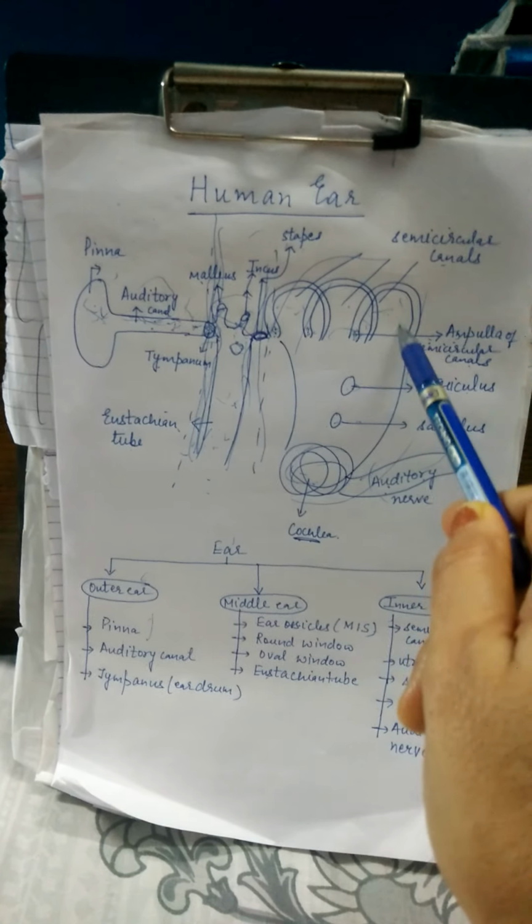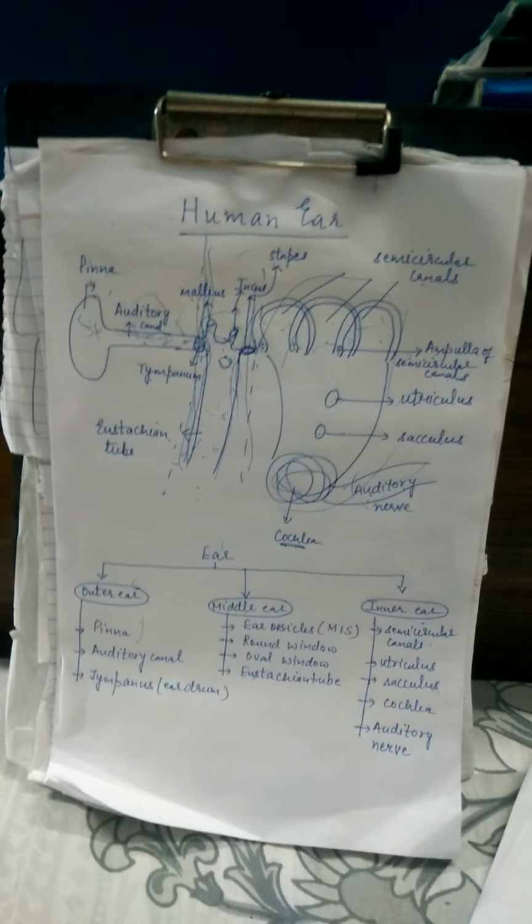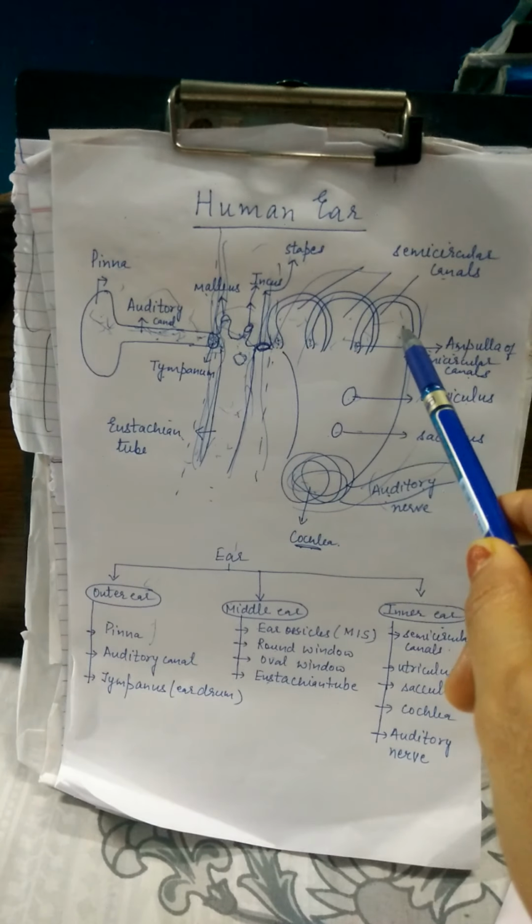Now we have the three semicircular canals. Beta, these three semicircular canals basically iska kaam kya hai?